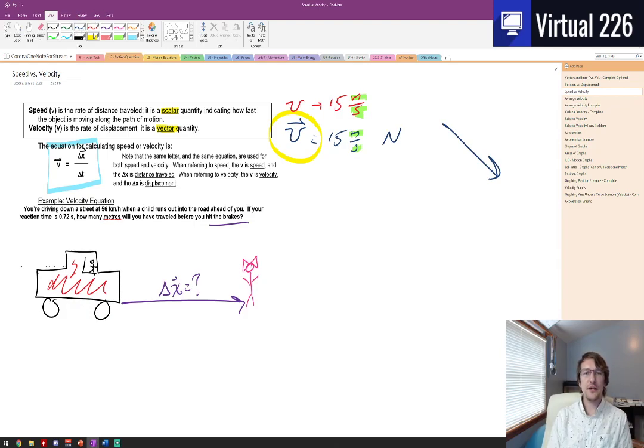So let's highlight some of the things we have in this problem. We're driving down the street at 56 kilometers per hour.